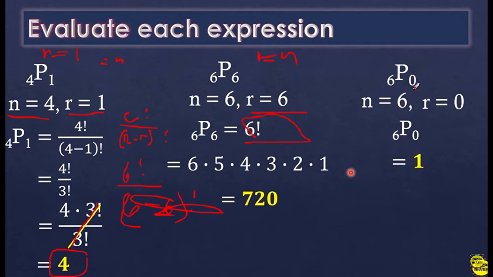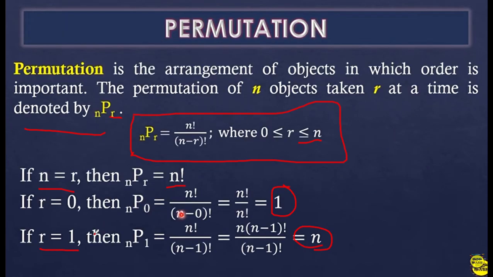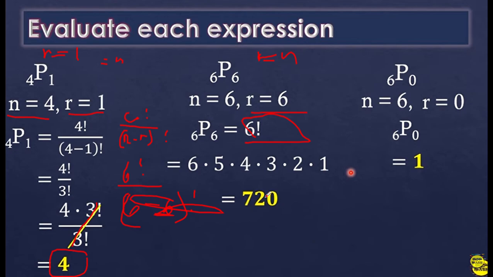Now, if your r is equal to 0, what will happen? So, that is equal to 1. Ingon ta kagahapon that if our r is equal to 0, ang answer nato kay equal to 1. So, dili na nimo need na i-compute. It's automatic nga equal siya sa 1 if your r is equal to 0.